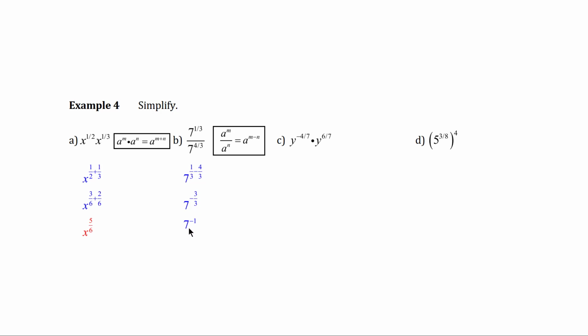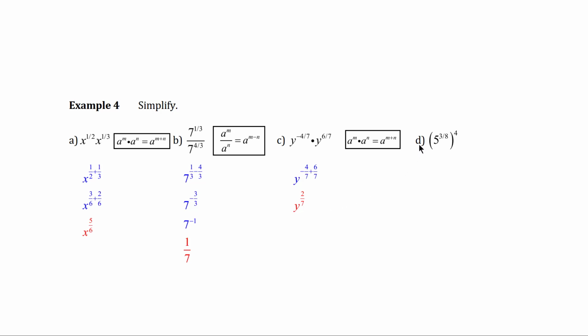Next, we use our negative exponent rule. This becomes 1 over 7. Moving on to part C, we have y to the negative 4 over 7 power times y to the 6 over 7 power. Since we're multiplying with the same base, we take the base y and add the exponents together. So I have y to the negative 4 over 7 plus 6 over 7 power. Combining the exponents together, we get 2 over 7. So our final answer is y to the 2 over 7 power.